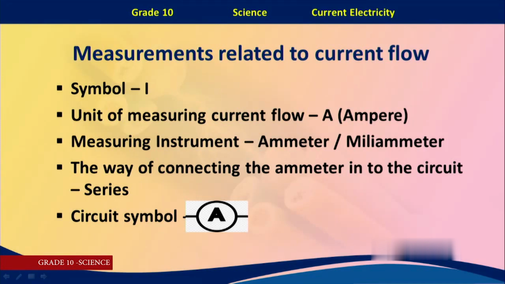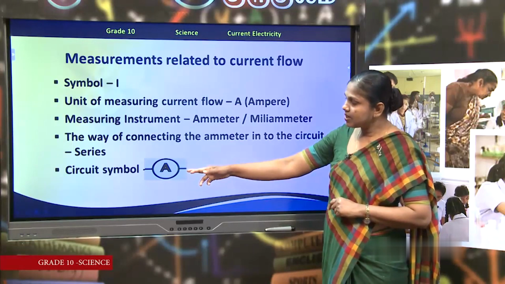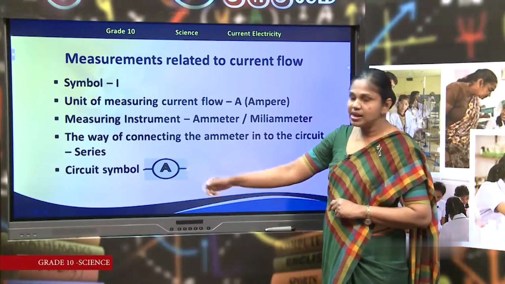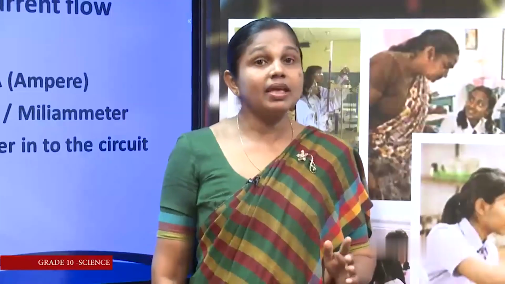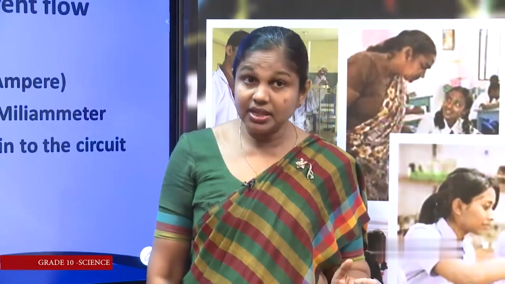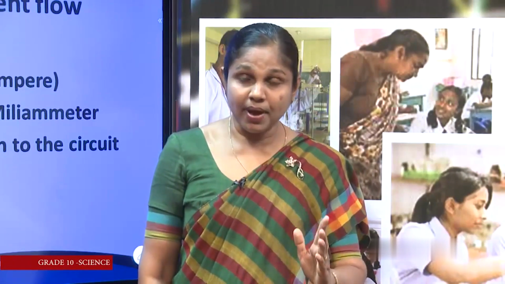Measuring instrument is ammeter or milliammeter. The way of connecting this instrument to the circuit is series, and you can see the circuit symbol of ammeter. When an ammeter is connected to the circuit, the symbol must be given like this. Let me explain the way that ammeter is connected to a simple circuit with a bulb, the power source and a switch.